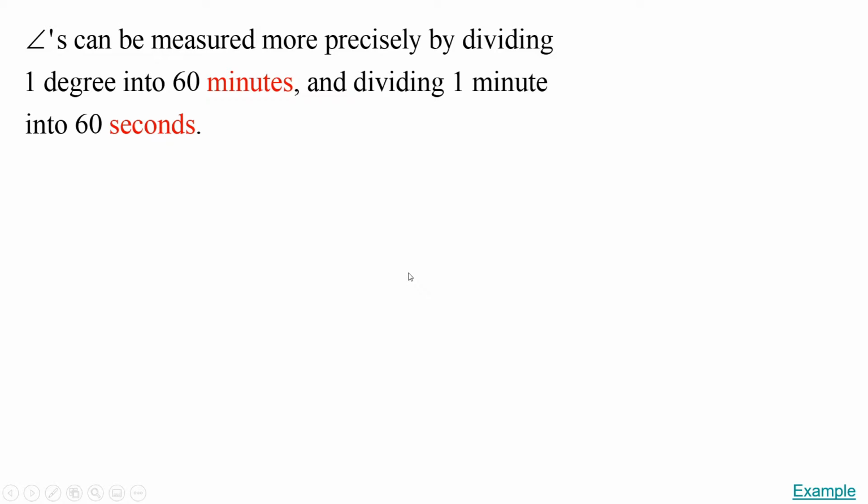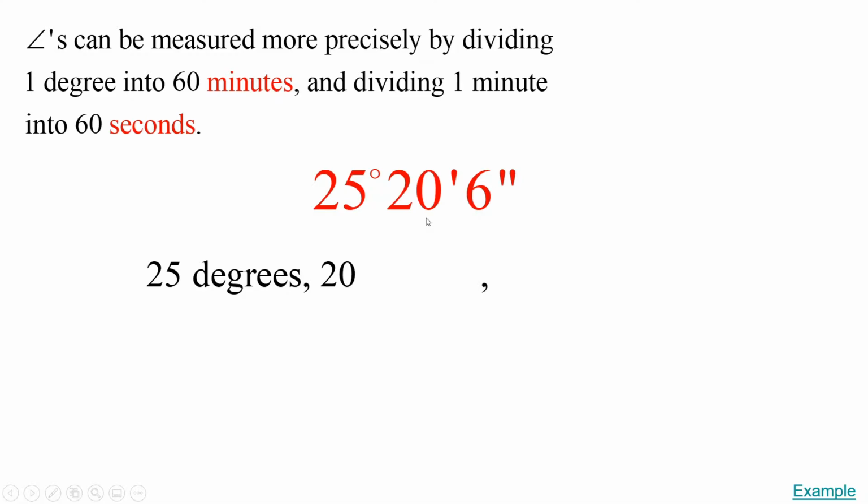Angles can be measured more precisely by dividing 1 degree into 60 minutes and dividing 1 minute into 60 seconds. All right, and you'll see this kind of measurement on property stakes if you ever go look at a piece of property. So this is an angle that is 25 degrees, 20 minutes, and 6 seconds. Wow. So again, one more time, 25 degrees, 20 minutes, and then 6 seconds. And there you go. A much more precise measurement right there.